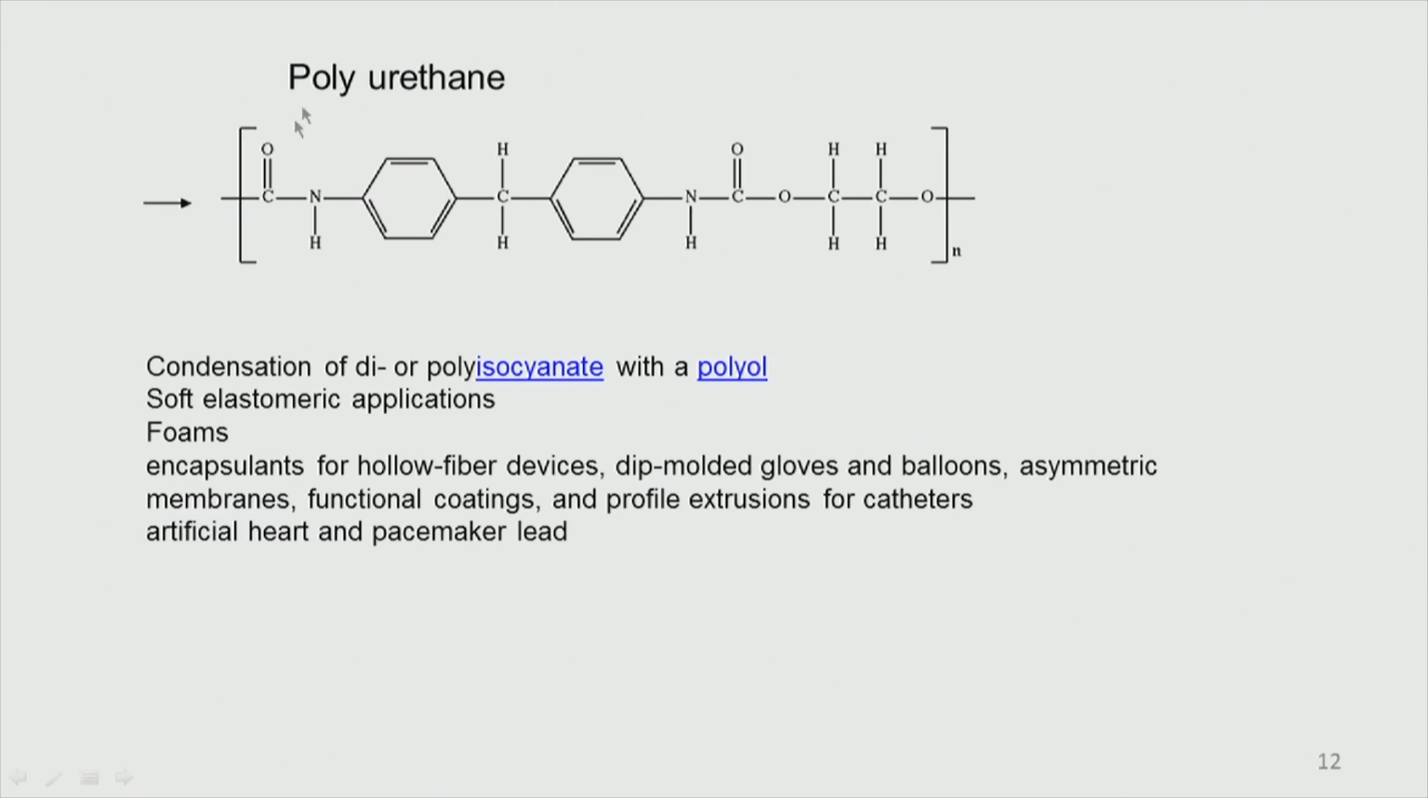Another polymer which I mentioned just now, polyurethane, this is like rubber. Okay. This is the polyurethane. Okay. It is a condensation of di or polyisocyanate with the polyol.